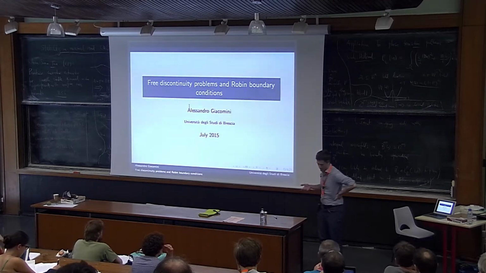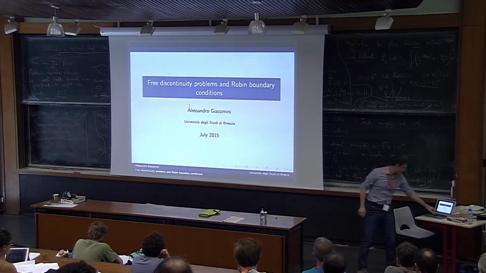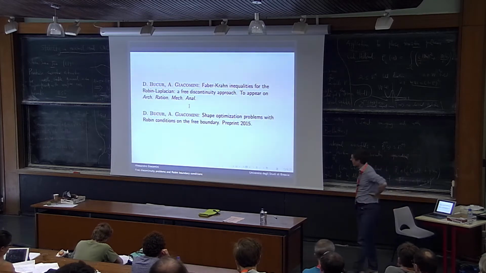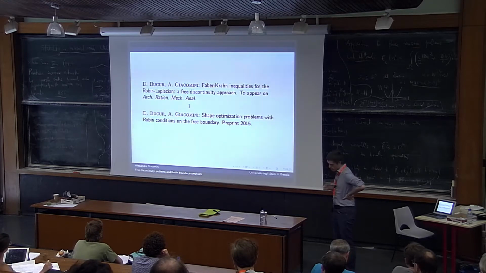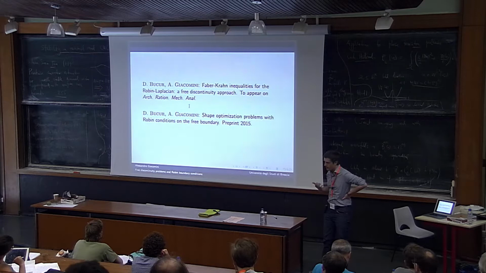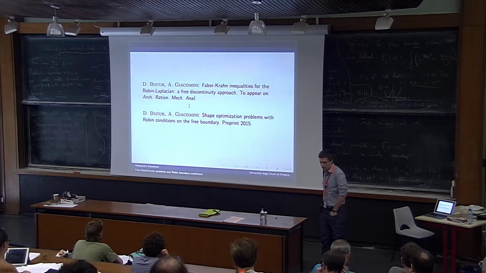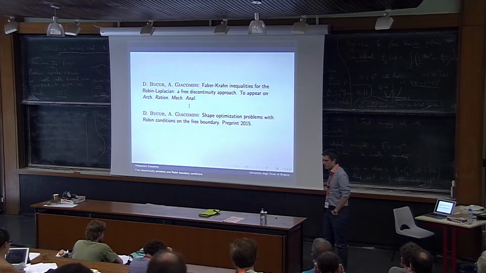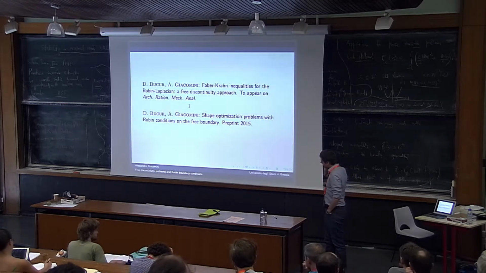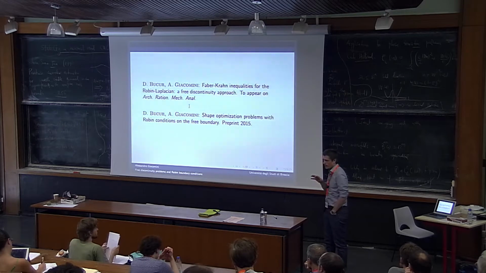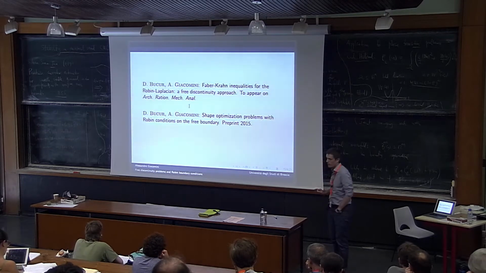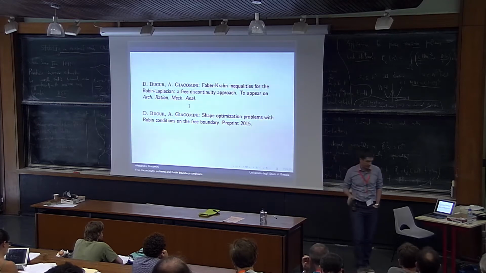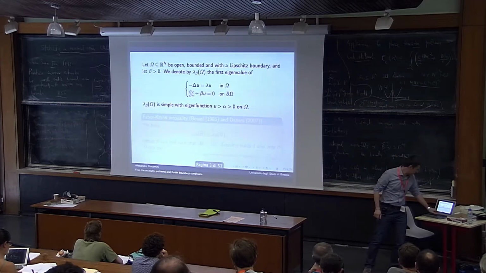I would like to talk about some results obtained in collaboration with Doreen Bukur, mainly containing these two papers, concerning the use of free discontinuity techniques in order to address some issues coming from shape optimization, especially under the Robin boundary conditions. And to focus on a classical problem, I will mainly concentrate on the problem of the first eigenvalue of the Laplacian and variants of it.